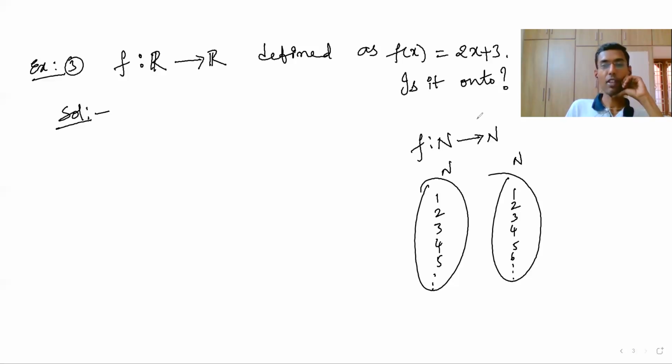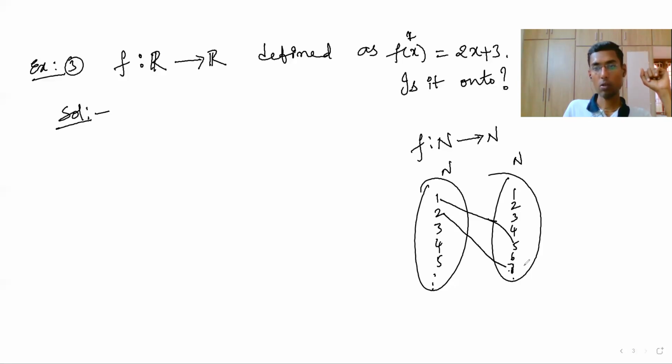So what is the image of one? Can you guess? The image of one is 5. Good. Yeah, the image of one is 5. The image of 2 is what? 2 times 2 plus 3 is 7.